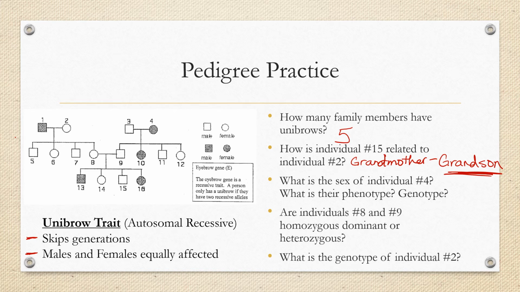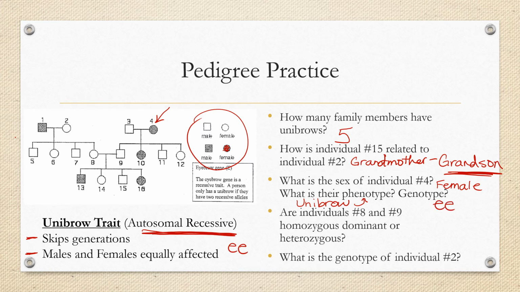What about the next question? What is the sex of individual number 4? Well, we look at our key and we remember that that means that number 4 is female. And what is the phenotype of number 4? Well, the phenotype is shaded in, meaning they have the trait. So this means they have the unibrow. That's their phenotype. So what would their genotype be? Well, we said this was autosomal recessive, meaning it's linked to the little allele. So their genotype would be little e, little e.